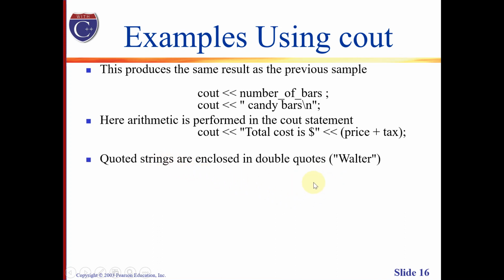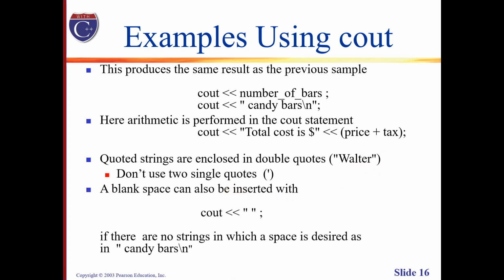Also, quoted strings should be enclosed in double quotes, such as this. And of course, we can't use single quotes. If we would like to display characters using the cout statement, this is what we need to do. We need to use double quotes. A blank space can also be inserted using cout. To do this, we simply enclose a space between double quotes. If there are no strings in which a space is desired, as in this one.